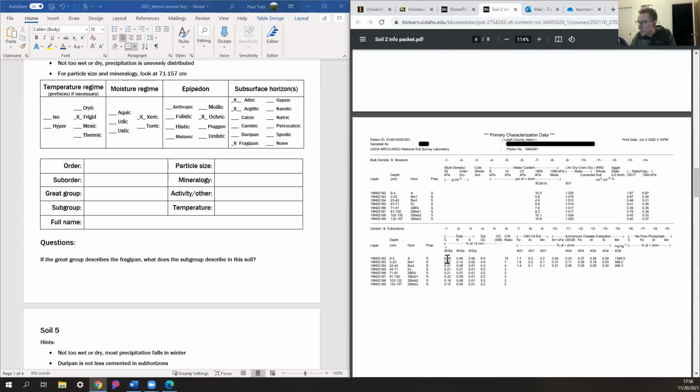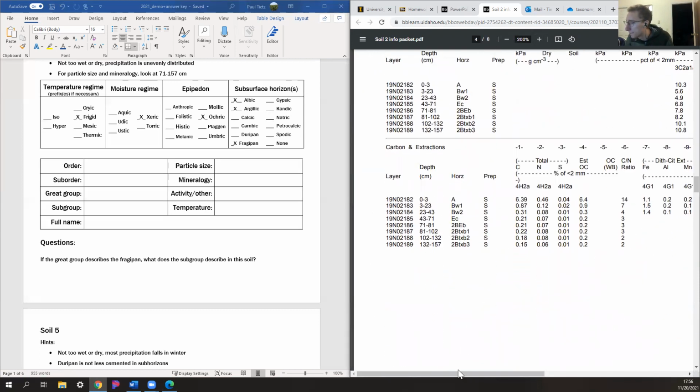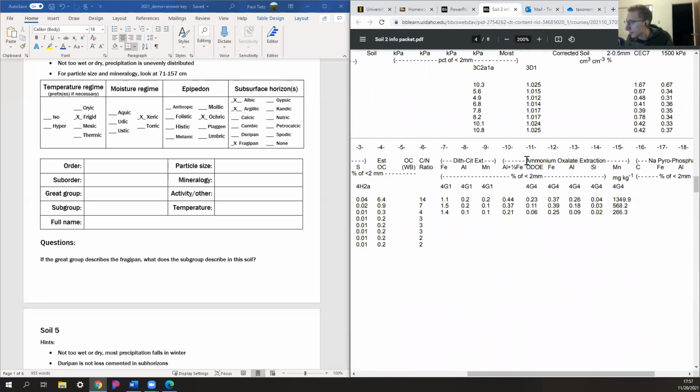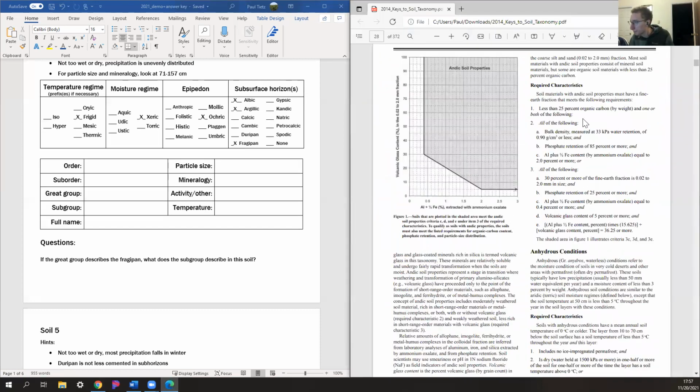Here's our carbon percentages. It's less than 20 for sure. We don't have any deep O horizons. And then now our ammonium oxalate extraction data is right here. Maybe I'll zoom in a little bit more if you guys can see this. Okay, ammonium oxalate data right here for the first 3 horizons is all we have. So our aluminum plus half of the iron is calculated already for us. Pretty nice. We have 0.44, 0.37, and 0.21. So these are pretty low numbers, but let's read what exactly we need.